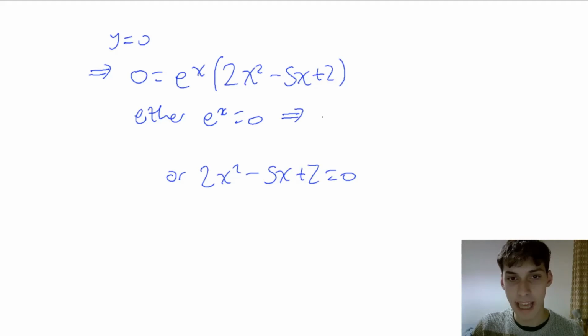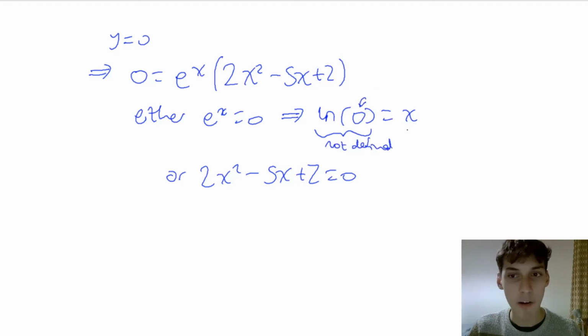This implies that ln of 0 is equal to x, just taking ln of both sides. But ln of 0 doesn't exist, it's not defined, because the number here has to be greater than 0. So we can just ignore this outcome, that bit's never going to equal 0. But we can still have the expression in brackets equaling 0.